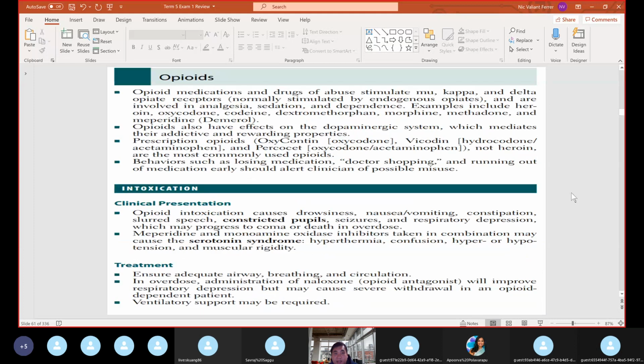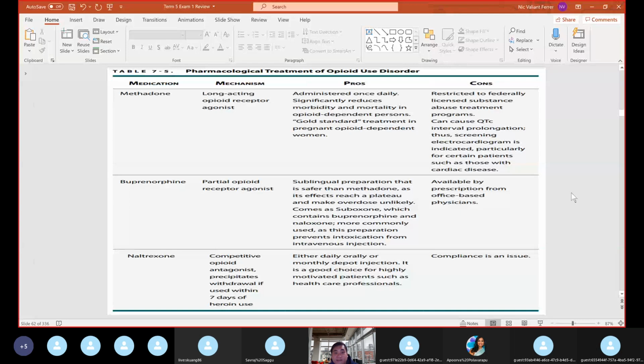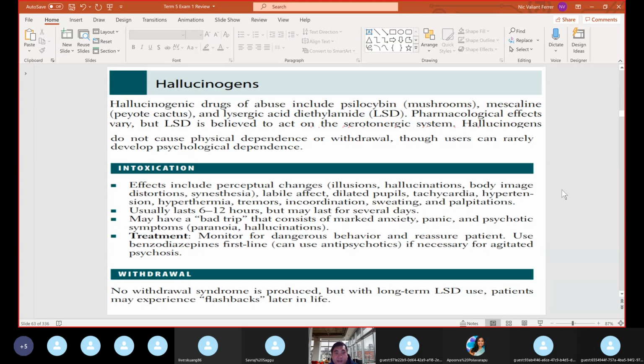Withdrawal can be life-threatening. Opioids, in the vignette, think constricted pupils. Respiratory rate is low, so think about opioid intoxication. What can we give for opioids? Naloxone, right? You can give that one. So these are just the pharmacological treatments of your opioid use disorders. You can read that, the pros and the cons.